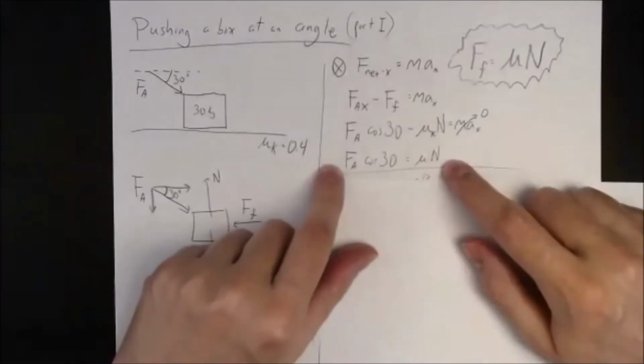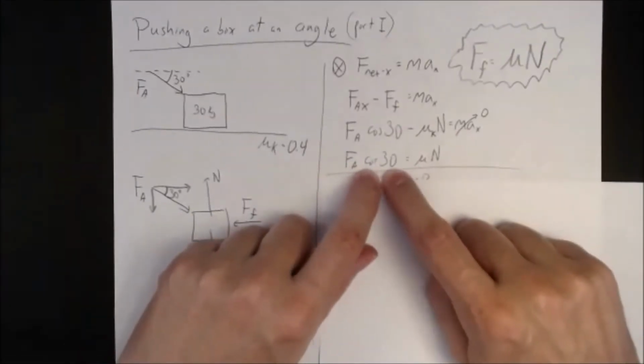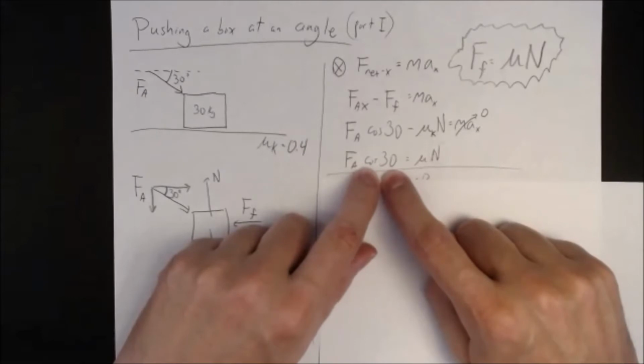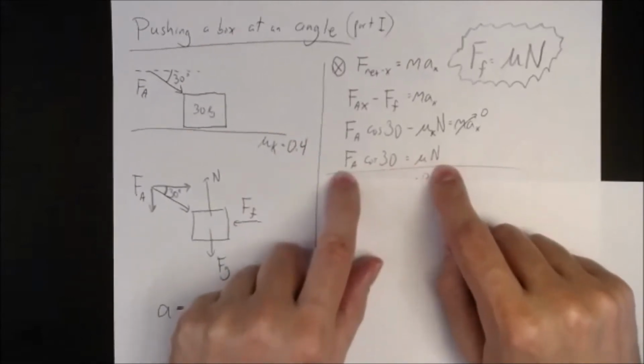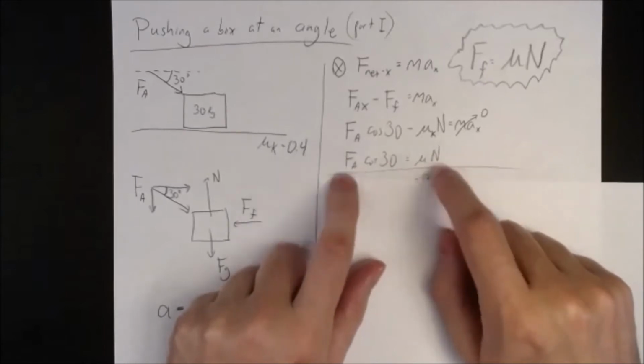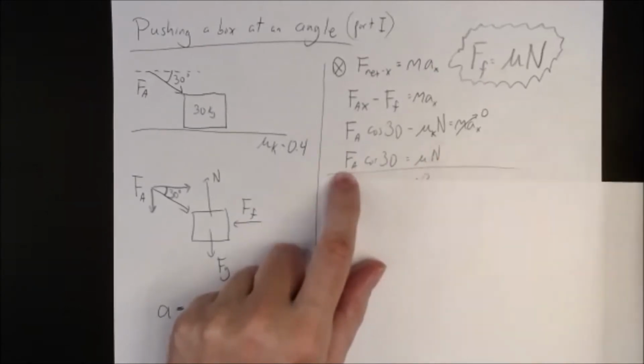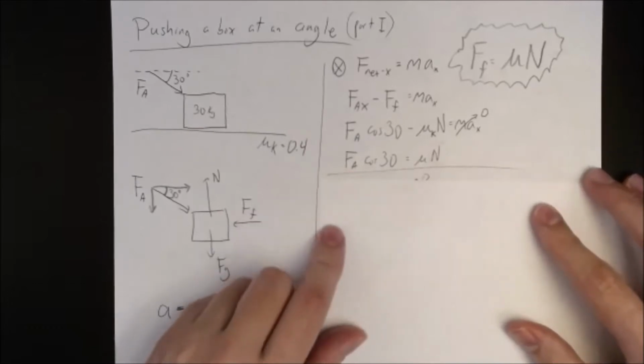So there's not really much more we can do here. Yeah, I guess we can figure out what cosine of 30 is. We could plug that in. We could plug in the 0.4 there. We've still got one equation and two unknowns. That means that we need another equation with those same unknowns to figure it out.